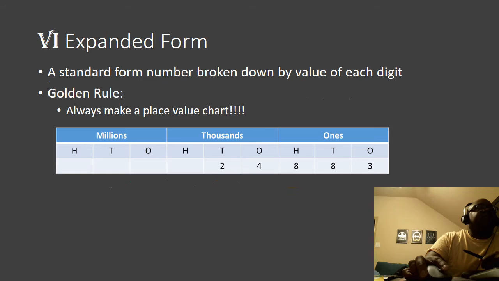Now, the next thing we're going to be looking at is expanded form. So, expanded form is the number broken down by the value of each digit. And the golden rule, always make a place value chart. So we have the same number that we had in the last example. We're just going to put that number into expanded form.